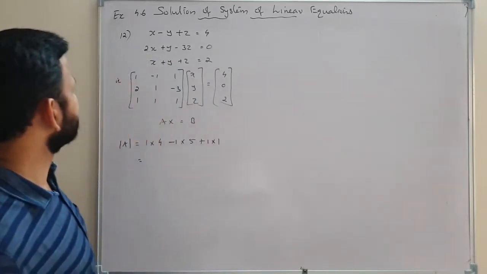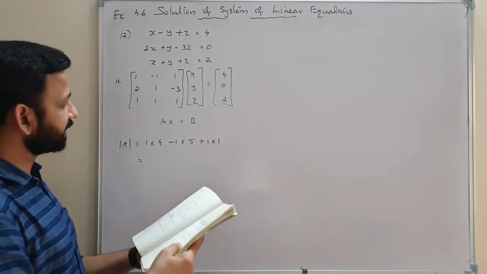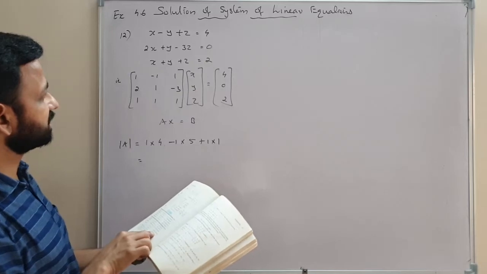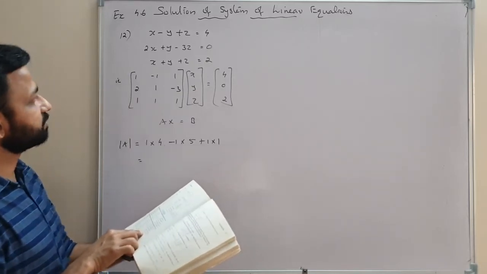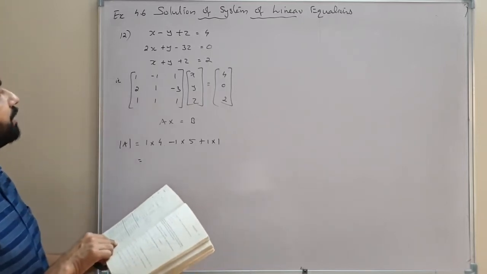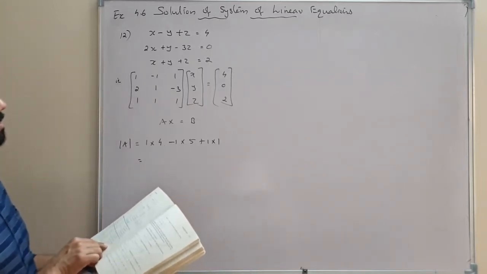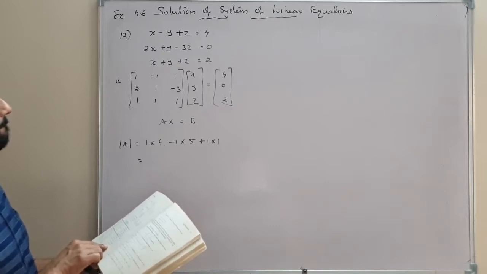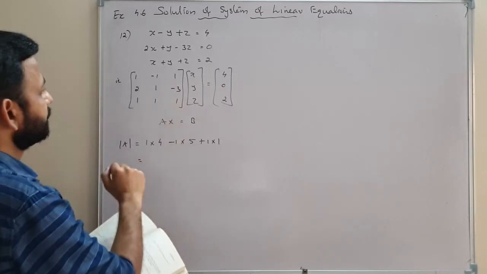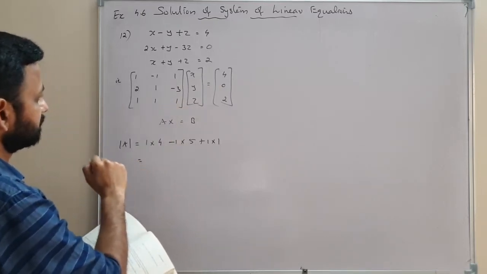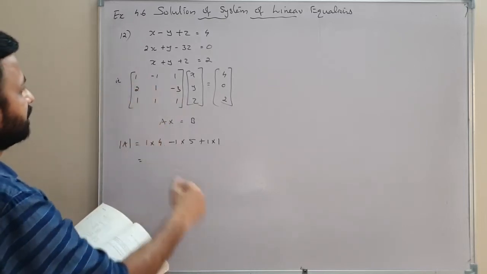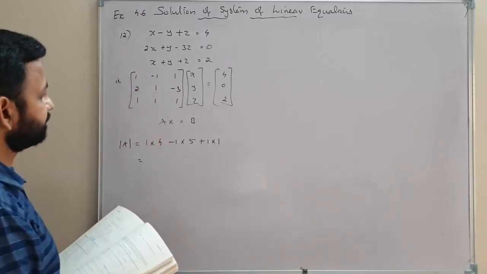We need to verify this one. x minus y plus z equal to 4. 2x plus y minus 3z equal to 0. x plus y plus z is equal to 2. And here the matrix is 1, minus 1, 1; 2, 1, minus 3; 1, 1, 1, and the determinant is 1 into 1 plus 3, that is 4, then minus 1 into 2 plus 3, 5.